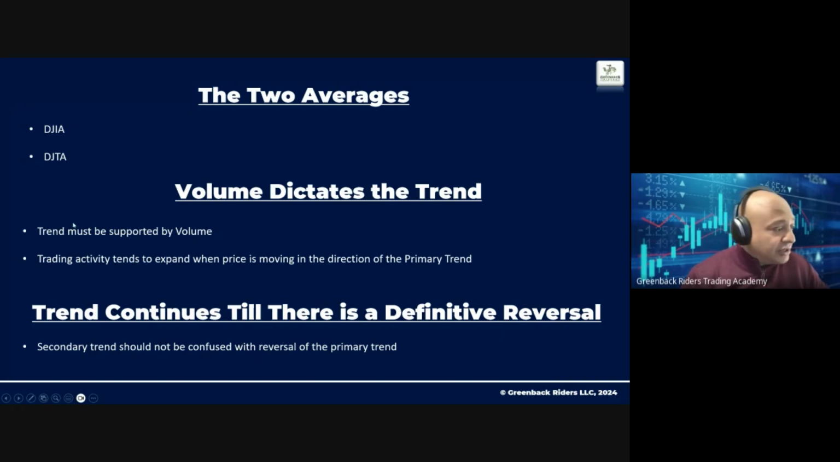Volume dictates the trend. Trend must be supported by volume. So whenever the market was in a contracting phase and then starts expanding in whichever direction, we see that there is a sudden spike in volume. Now, according to Dow, this volume analysis can be done after a cluster of days. If you try to do volume analysis on a daily basis, that may not give you enough information to gauge the direction of the market. When you have looked at the cluster of volume over a period of time, that is when it will tell you that the trend is being supported by the volume. That is why it becomes important.